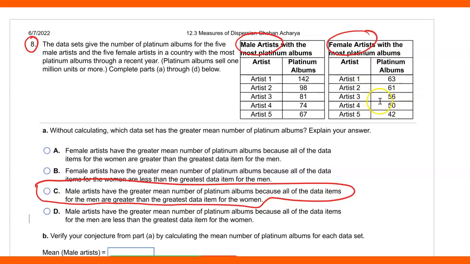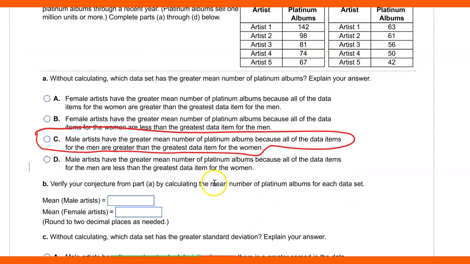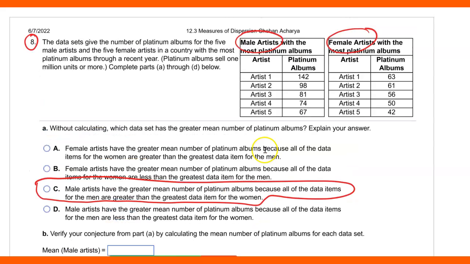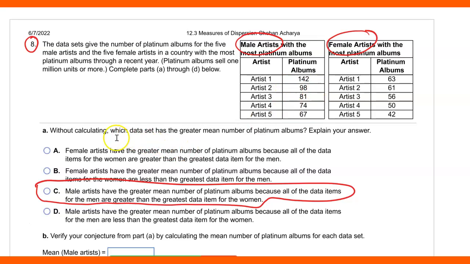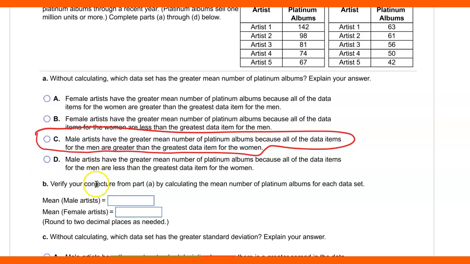You can see that every data item for the male artist is greater than the greatest value of the woman data item. Therefore, that's how you know male artists have a greater mean. Now verify your conjecture. You guessed before, without calculating. But next question, verify your conjecture by calculating the mean number of platinum albums for each data set.